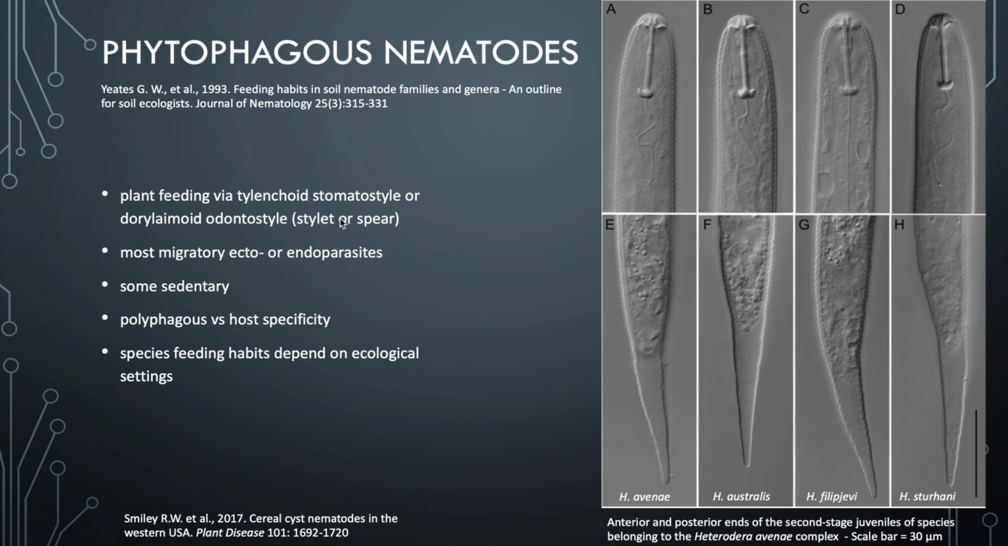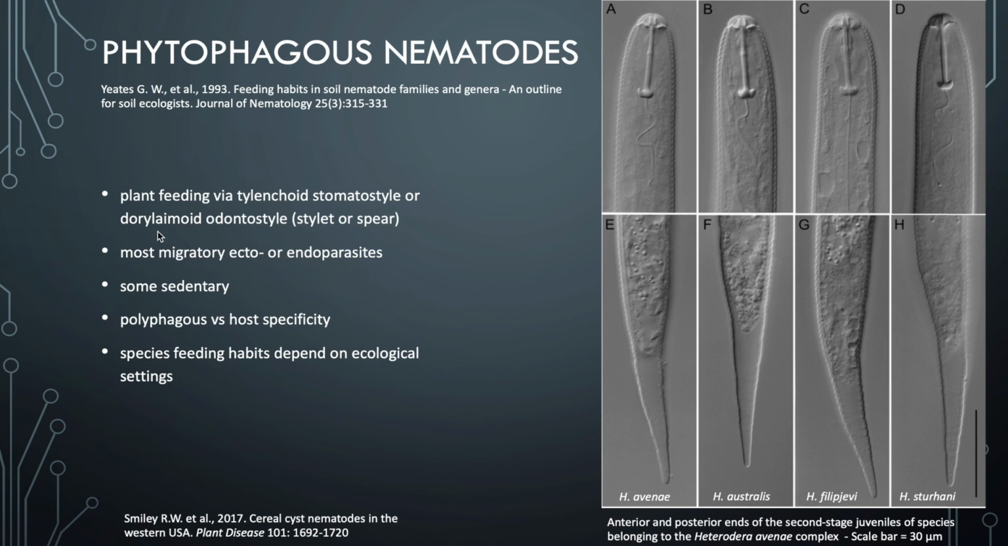So these devices normally divide into the telenchoid stomatostyle or the dorylaimoid odontostyle. And all that means is basically that these two families of nematodes possess certain features of the stylet or the spear. You can see some of the examples in here, but these all belong to the same genus Heterodera, but the species do have variations in them, particularly in that stylet or spear region.